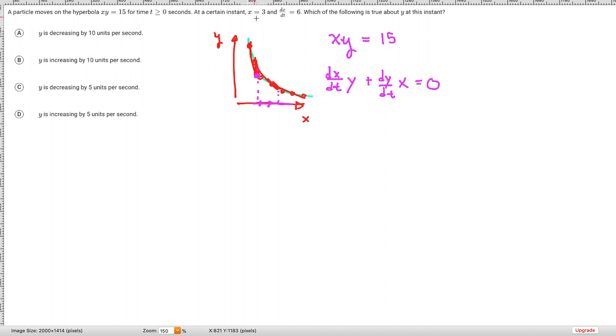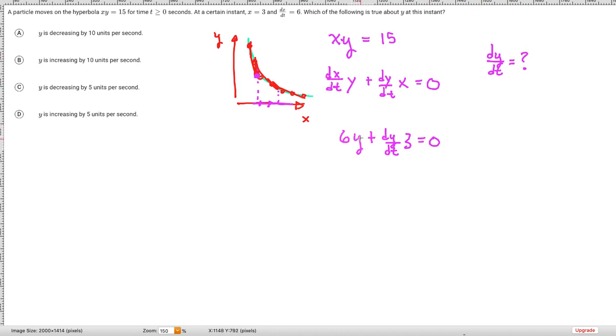And now you're given added information. You're given that x is 3 and dx/dt is 6. So you have y times dx/dt, which is 6, plus dy/dt, which you don't know, times x, which is 3, equals 0. Now, if you notice, it's asking us what is true about y at this instant. It's asking whether y is decreasing or increasing. Which one is the correct answer? It's essentially asking us for the rate of change of y, dy/dt. That's what it wants to know. It wants to know dy/dt.